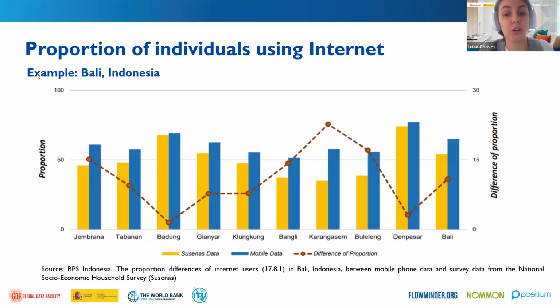This highlights the importance of accounting for different types of technology, 2G, 3G, 4G, and even 5G, when analyzing digital connectivity data. Nevertheless, this example clearly demonstrates the potential of mobile phone data to provide timely and detailed insights into digital connectivity. MPD can complement traditional surveys and help policymakers identify regions where internet access still needs improvement.